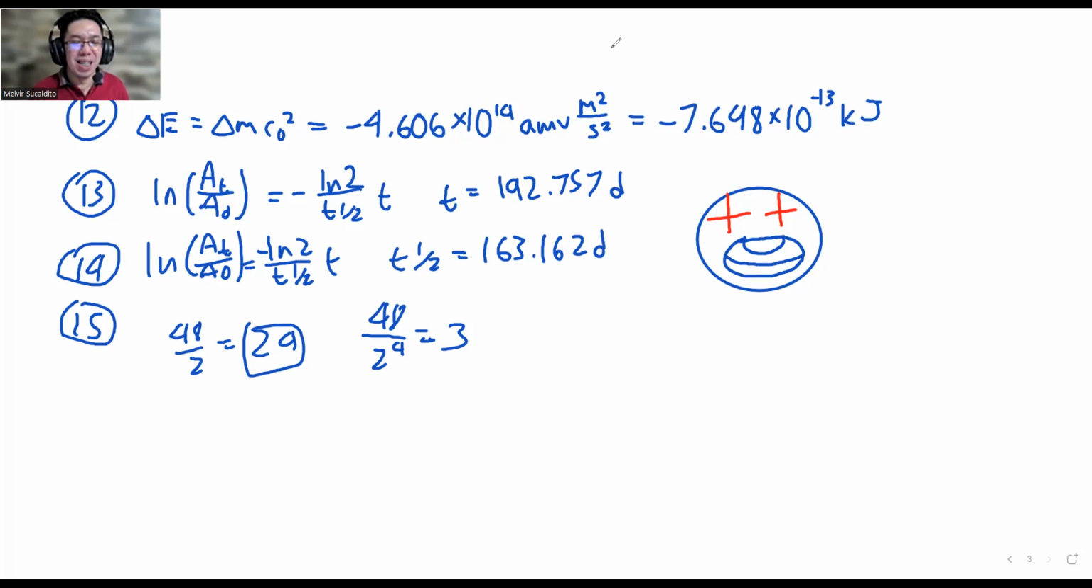Ayan, correct. So, 2 raised to 4 kasi dapat, no? Yung factor mo. So, the answer will be, of course, 24 milligrams after 12.3 years. And then, after 49.2 years, you'll have 3 milligrams na lang left. Okay, so we'll now proceed with number 16.